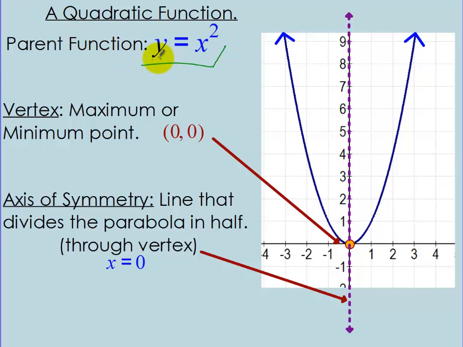The parent function, which is the simplest form, is y equals x squared, and this is the graph of that. Key parts of the quadratic function, we have a vertex. It's the maximum or minimum point, and in this case, it's going to be at 0, 0. It's the lowest or highest point on the graph.